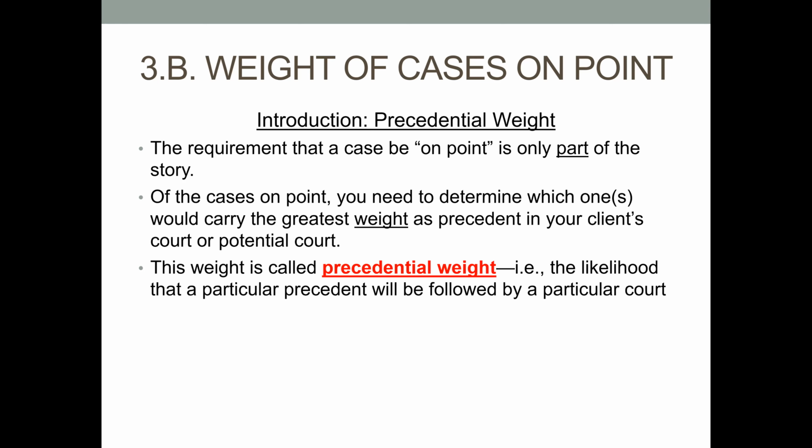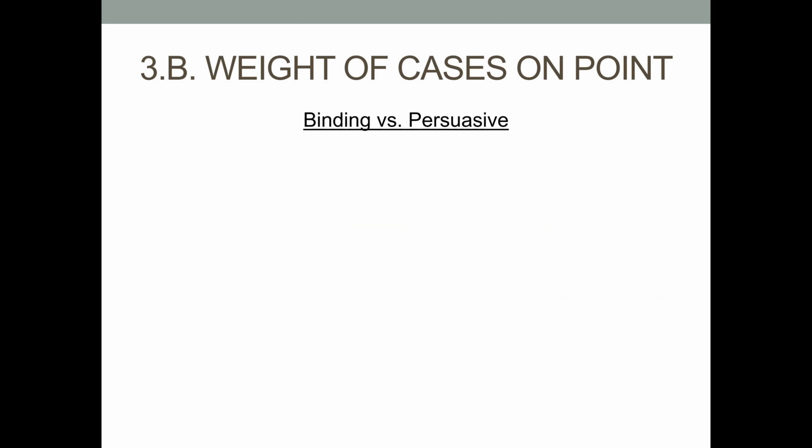Now, this idea of a case carrying a certain degree of weight in a particular court is sometimes called precedential weight. That is weight as precedent. And this term refers to the likelihood that a particular precedent will be followed by a particular court, assuming that that precedent is on point. Now, one of the most important determinations you can make in ascertaining weight is determining which cases on point are binding on the court that your client is in or would be in.